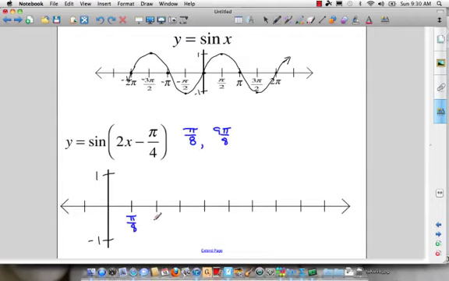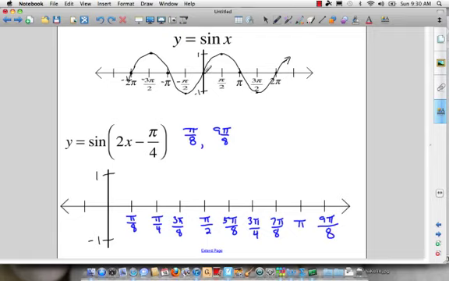So that's pi over 8. 2 pi over 8 I'm going to reduce to pi over 4. 3 pi over 8 doesn't reduce. 4 pi over 8, well, 4/8 is 1/2. 5/8 doesn't reduce. 6/8 is equal to 3/4. 7/8 doesn't reduce. 8/8 is 1 whole. And 9/8 doesn't reduce. So this will give me the space to draw one period of the graph.